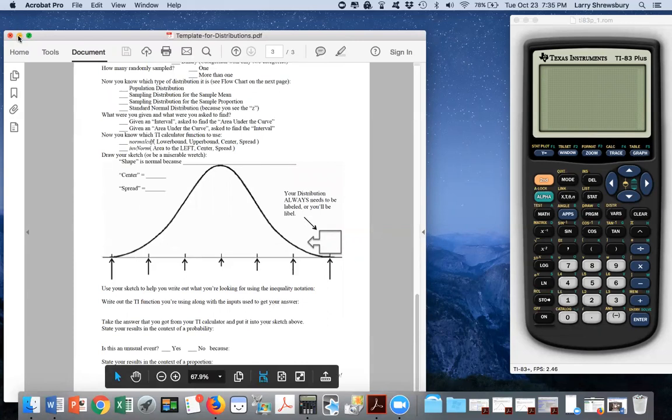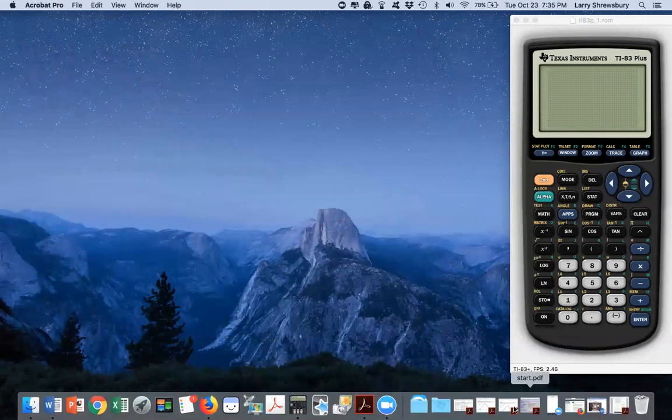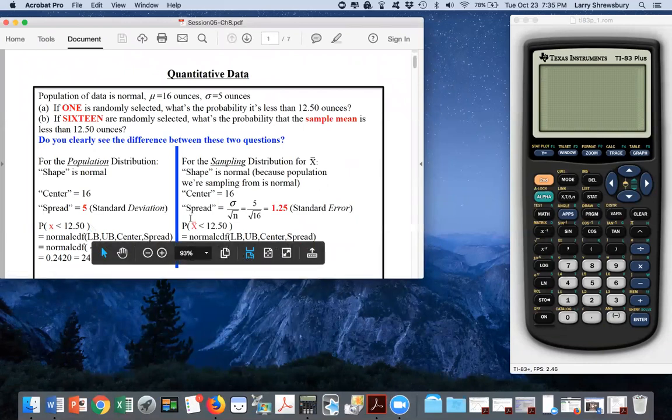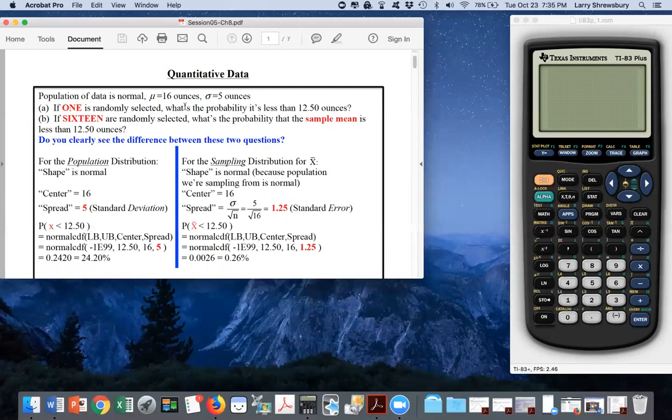All right, so before we get into one of those, we want to hit on some basic concepts. Hopefully you got these down now, but we just want to make sure that you're very clear that you're working on the population distribution if one is being randomly selected, and you want to know the probability that one randomly selected is in an interval. Okay, so that's a population distribution because one was randomly sampled. You can go to your little flow chart and that leads you right to this.